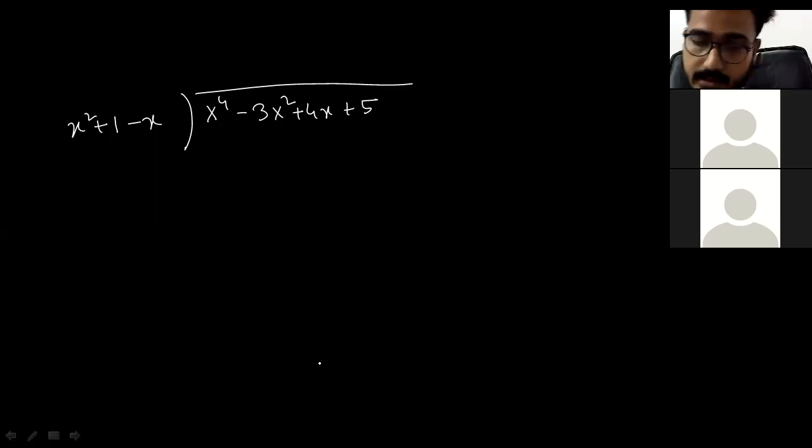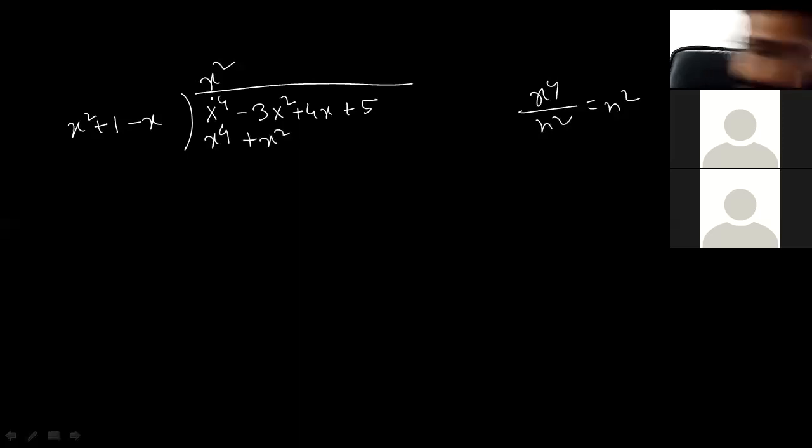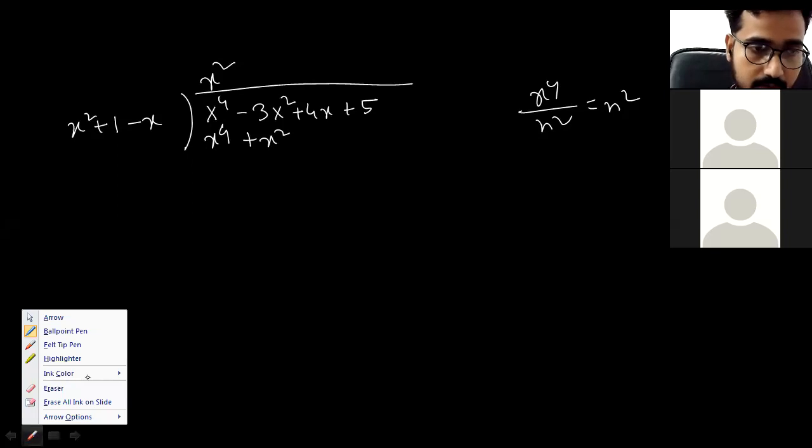When you divide x to the power 4 by x square, the answer will be x square. So that means x square times. So it will be x to the power 4, now x square plus 1, so it will be x square. So plus x square. Then it will be 1 minus here, one new term will come here.